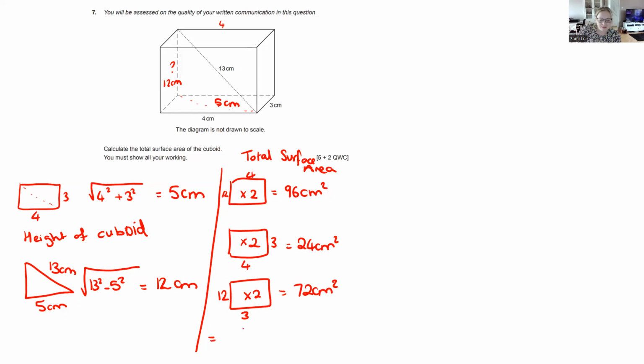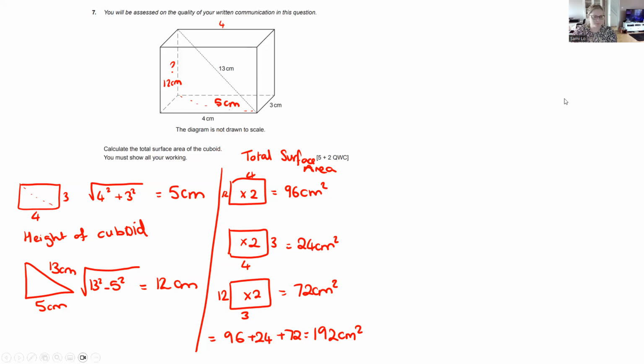To find the final total, we need to add all these together. So 96 plus 24 plus 72, and that gives us 192 centimeters squared. And that would be the total surface area for this question. Okay, let's move me over here.